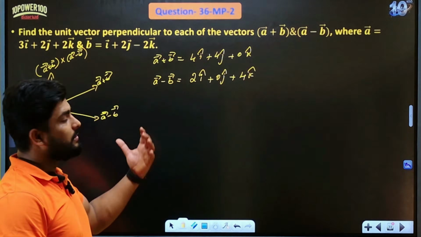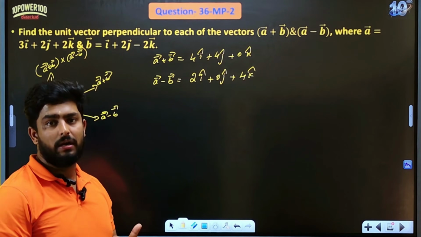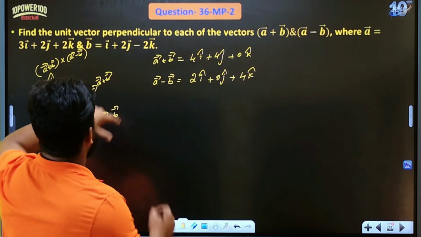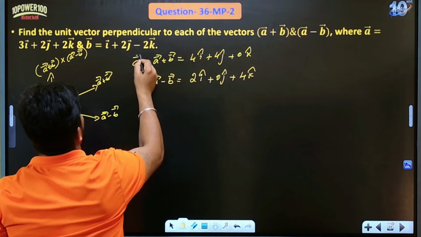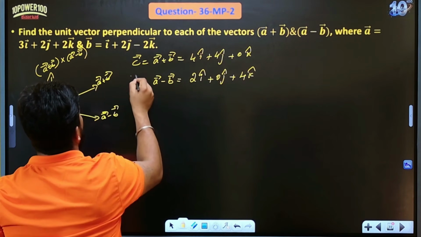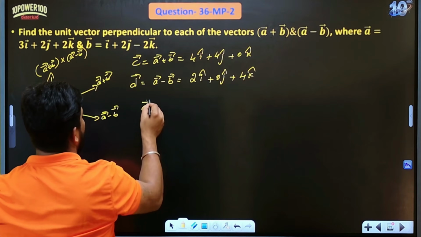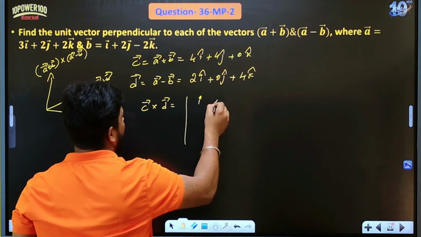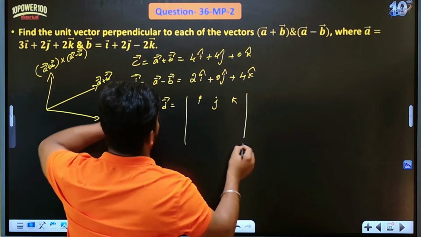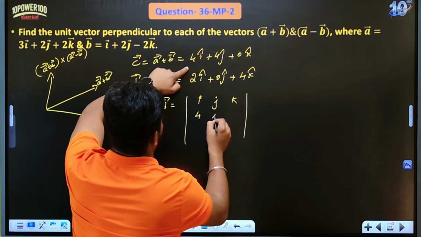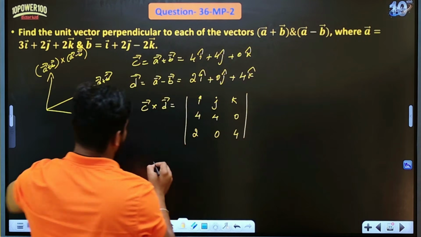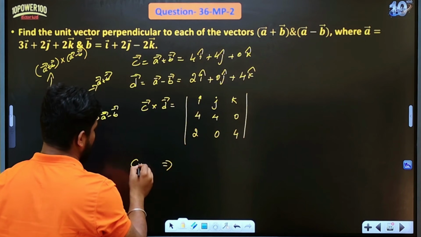Okay. Next we have to do the cross product of these two vectors. That is the unit vector perpendicular to both of these. So I'll take this as vector C, okay, vector C, and this one I'll take as vector D. So let's find out C cross D. So C cross D is, it is I J K, it is 4 4 0, 2 0 4. So this becomes C cross D.